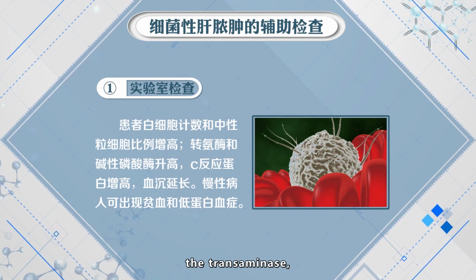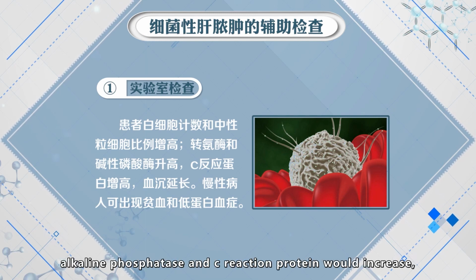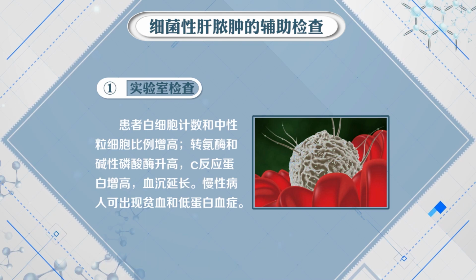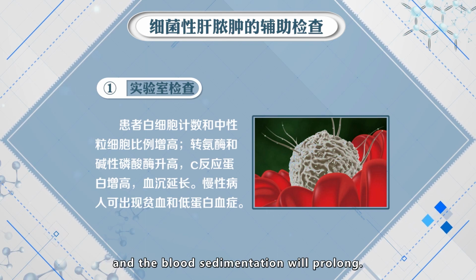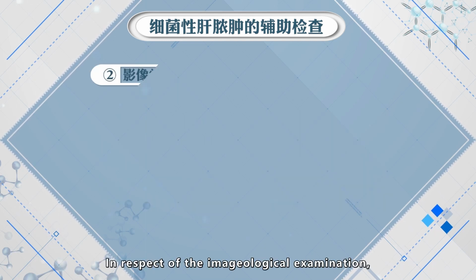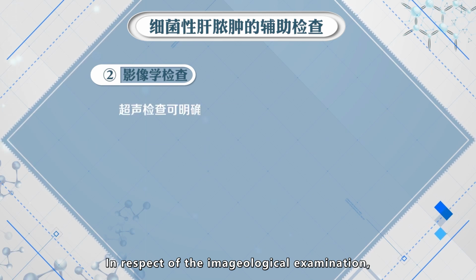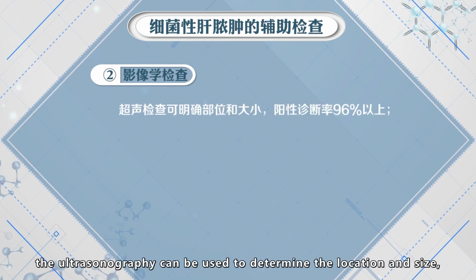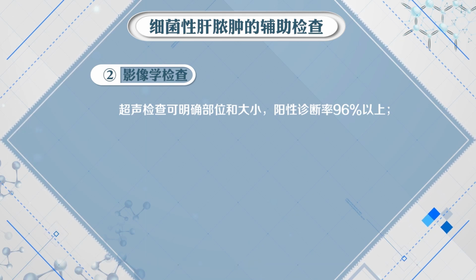In respect of lab tests, the WBC and the neutrophil percentage of the patient would increase. The transaminase, alkaline phosphatase, and C-reactive protein would increase, and the blood sedimentation will be prolonged. Chronic patients may also show anemia and hypoproteinemia.